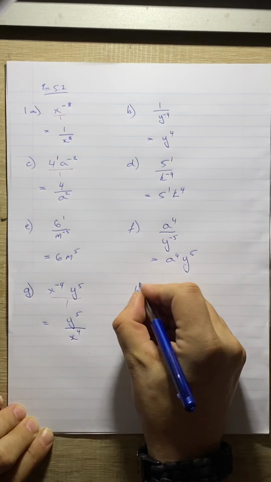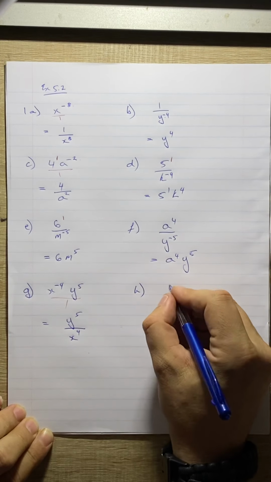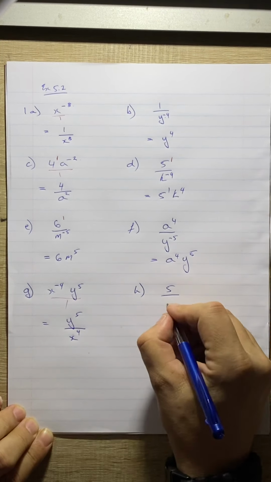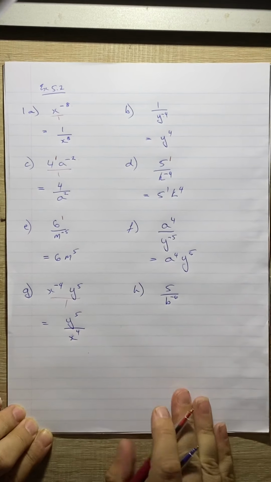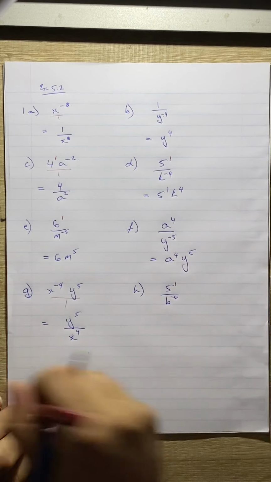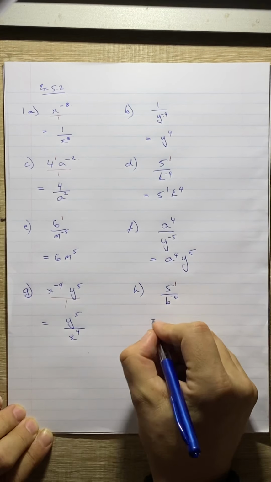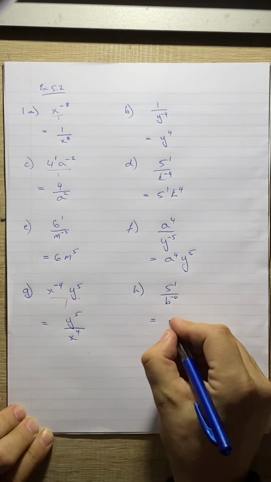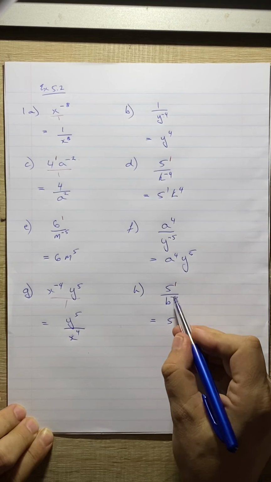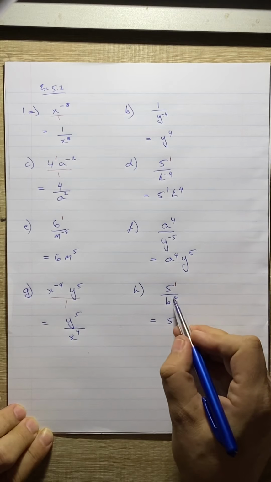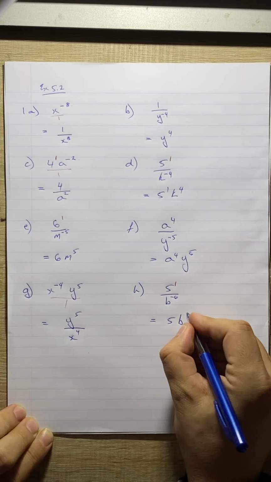Question H. We've got 5 over b to the minus 6. Okay, fill in our invisible exponent, so that one has an invisible 1. I'm going to leave the ones with positive exponents where they are, so the 5 can stay there. Now this b to the minus 6 is at the bottom. It wants to be up at the top because it's negative, so b to the 6.